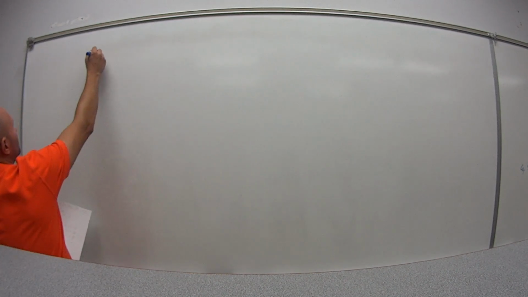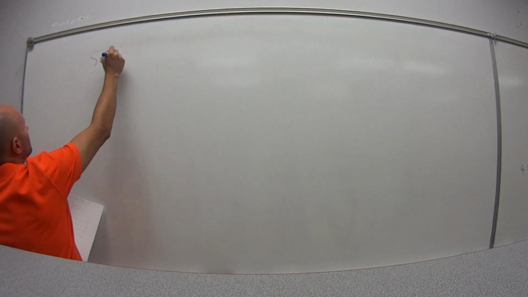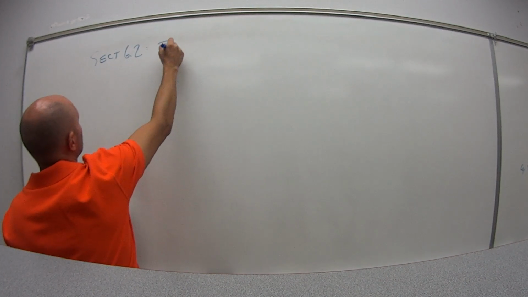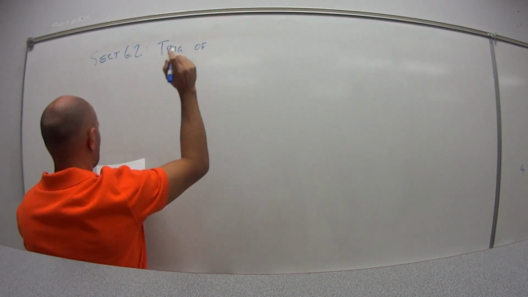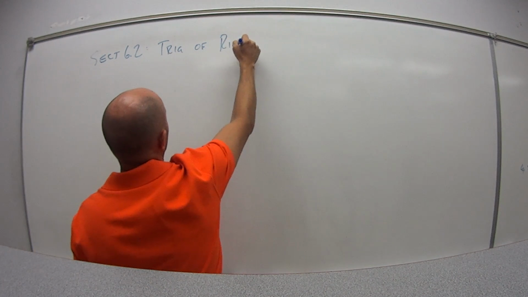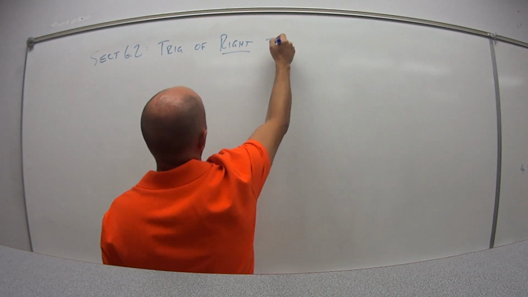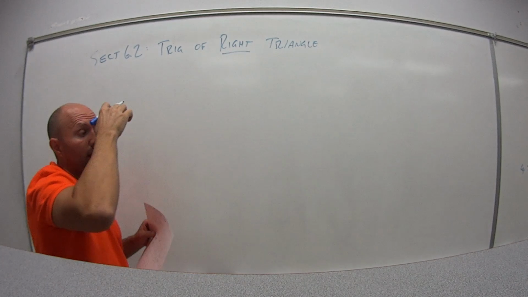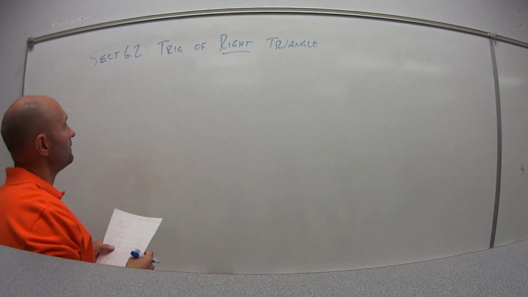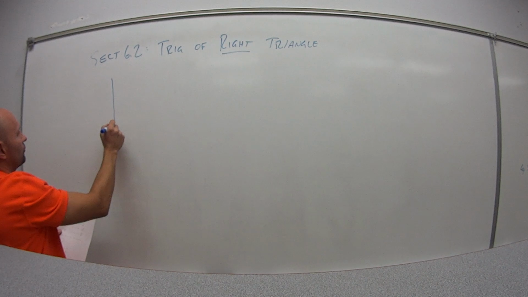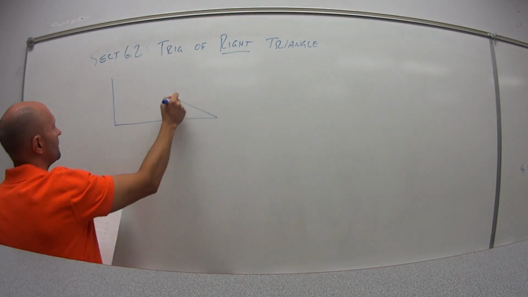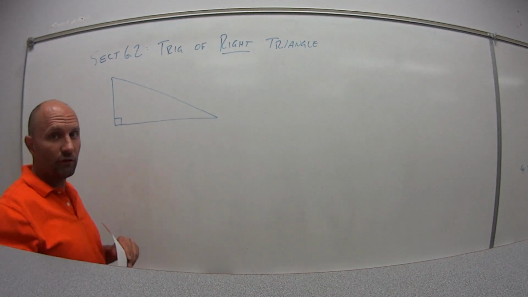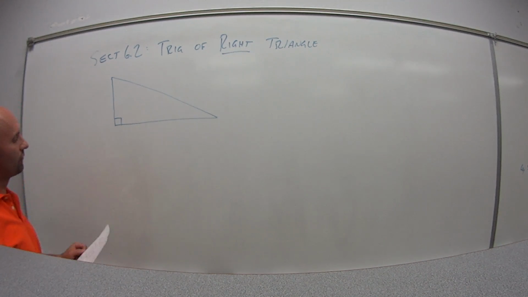In section 6.2, we will be looking at the trigonometry, or the trig, of right triangles. A triangle is considered a right triangle if one of the angles is 90 degrees. So if we look at the picture, two of the sides meet at 90 degrees, that makes this a right triangle.